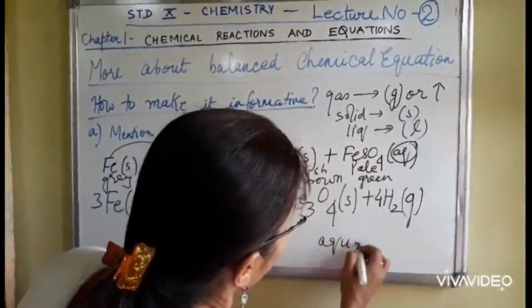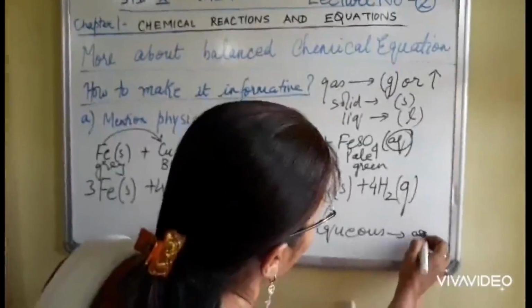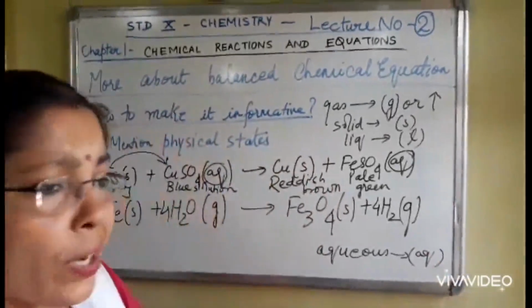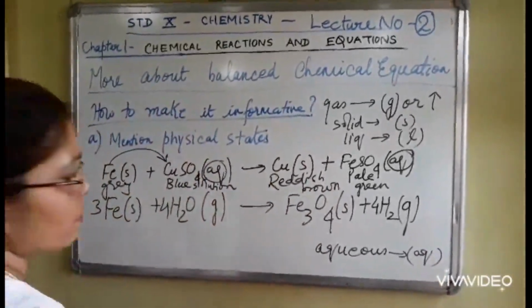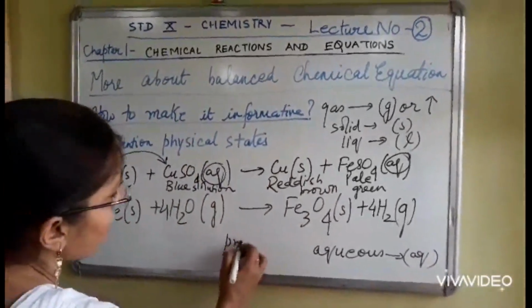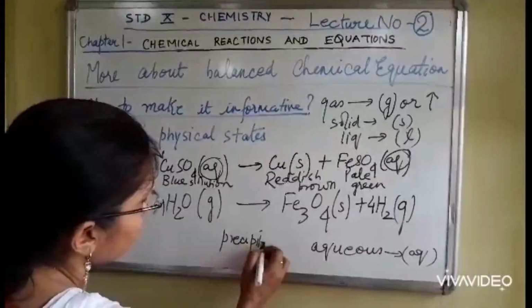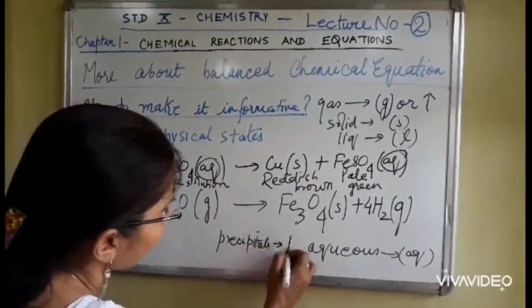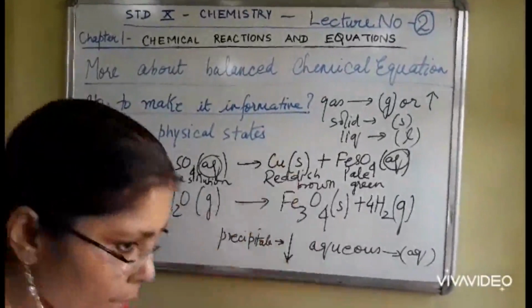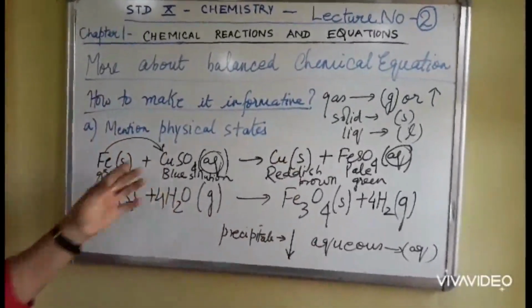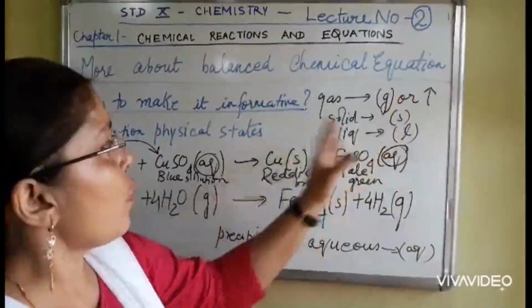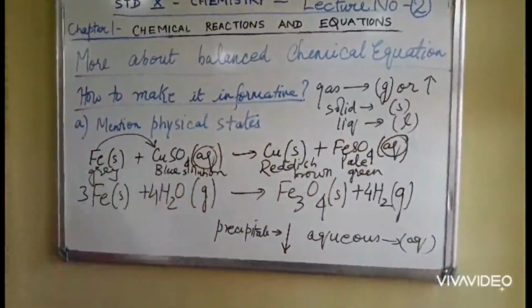Similarly, aqueous state AQ. Sometimes a solid may not be soluble in the given solvent or water. We call that a precipitate, and for that we use the symbol arrow down. It settles down in the liquid. So these are some of the short forms for mentioning the physical states.